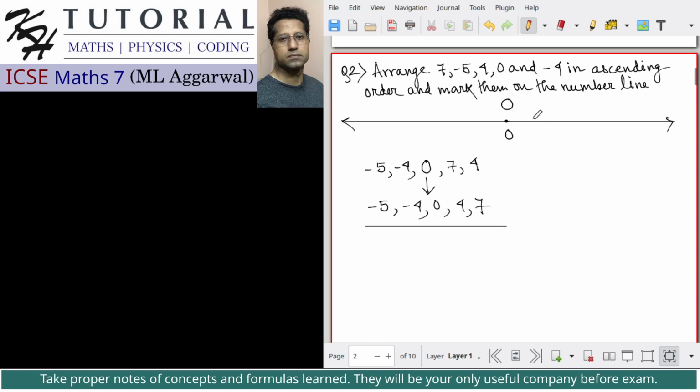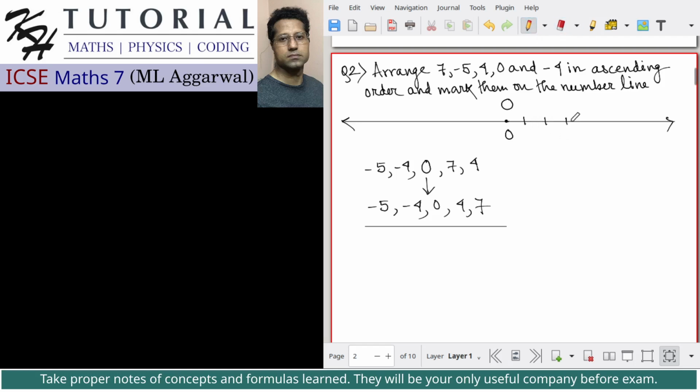Now let's mark these integers on the number line. So we have 0. Let's divide the number line with some markings one integer apart. That is, let's mark the consecutive integers both on the left hand side and the right hand side. So let's say this is 1, this is 2, this is 3. Let's not write the integer values, let's do the marking only.